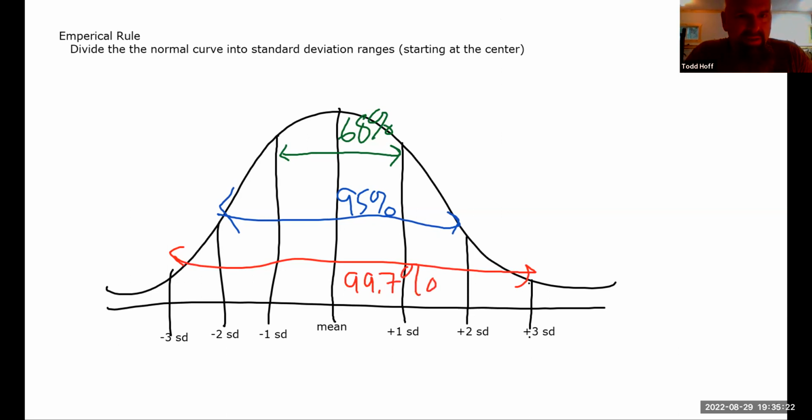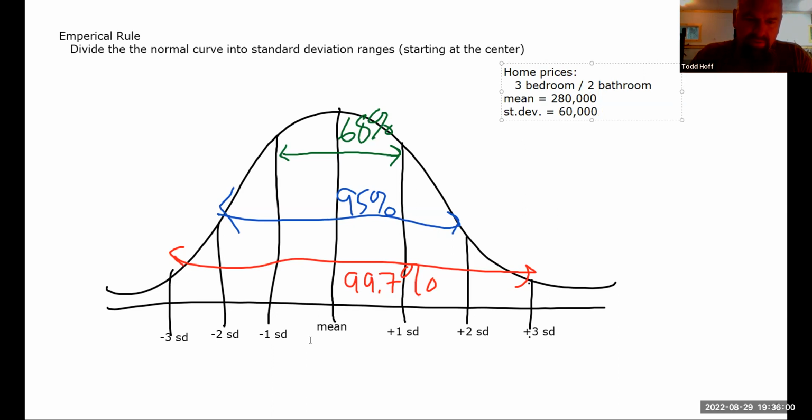Well, what does that mean? Well, let's actually find a data set where we have a mean and standard deviation. Let's look at home prices. And let's say in your area for an average 3-bedroom, 2-bathroom home, the mean price is, of course, it's gone way up now. Now let's go 280,000 with a standard deviation of 60,000. So what that means is the middle of this curve, I'm just going to put 280 in there. I'm going to drop the 1,000 off of it.